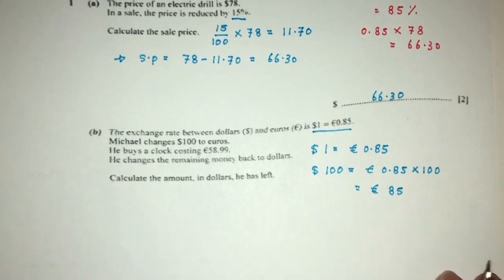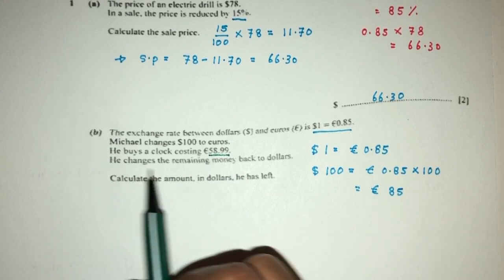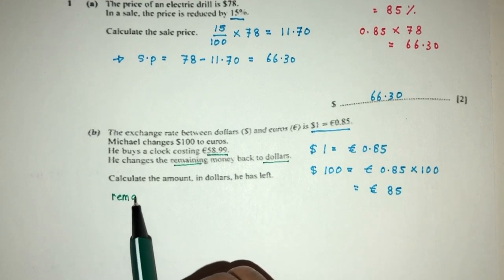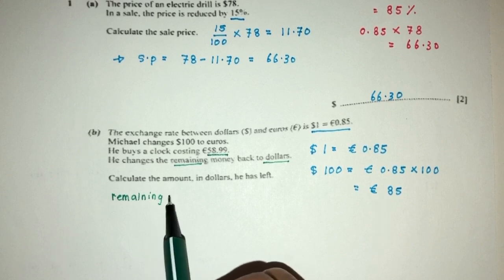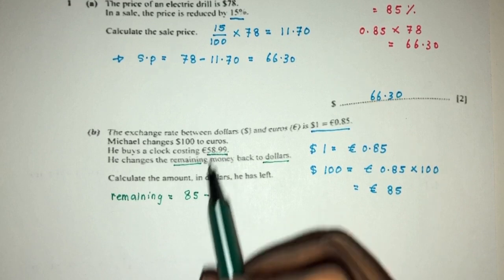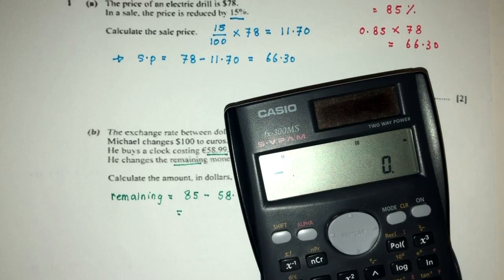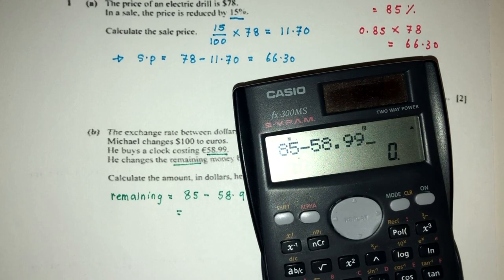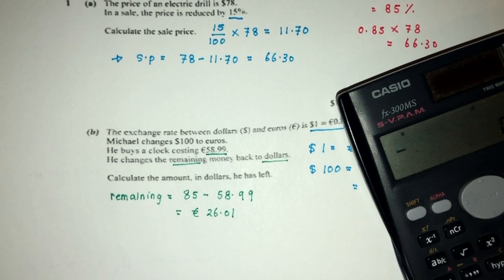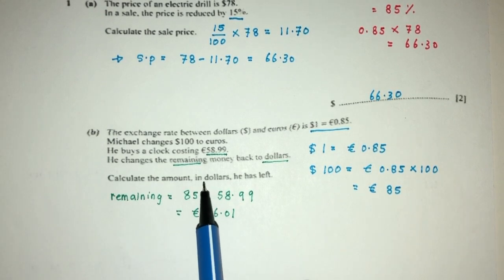Now let's move on to the question. He buys a clock costing this many euros, so he changes the remaining money back to dollars. How much is the remaining money? Let's first find the remaining amount. Remaining will be the amount that he has, which is 85, minus the amount he spent, that was 58.99. So let's see how many euros he has remaining in his balance. That will be 26.01 euros.